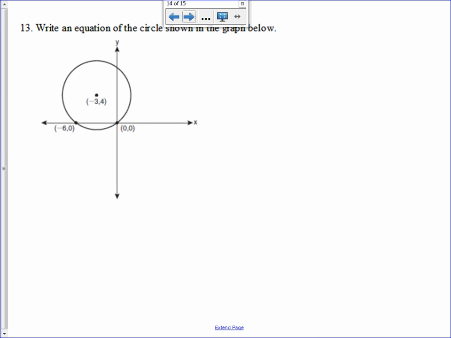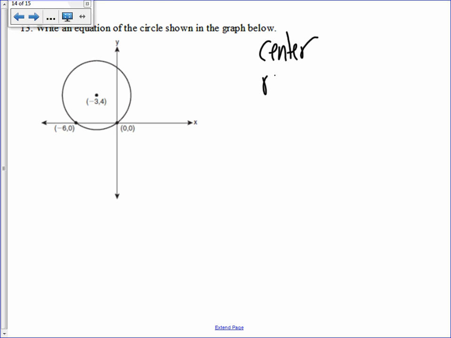Write an equation of a circle. Well, to write the equation of a circle, I need 2 pieces of information. I need my center, and I need my radius.